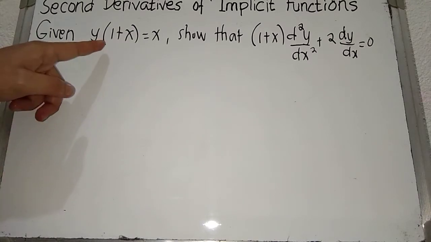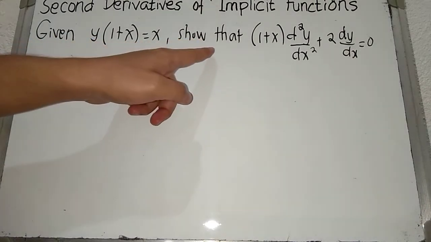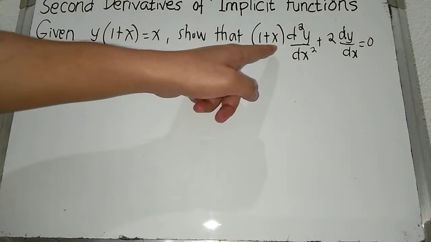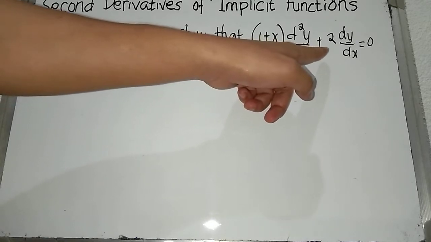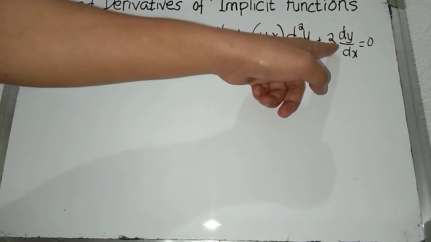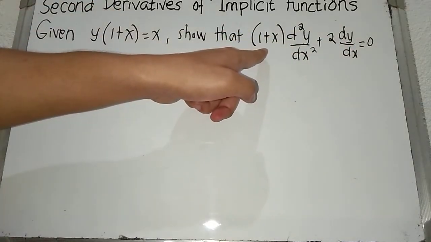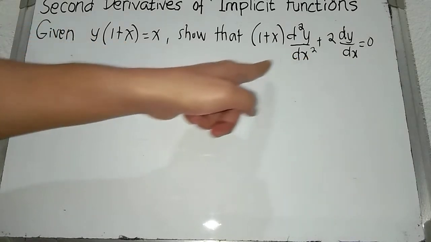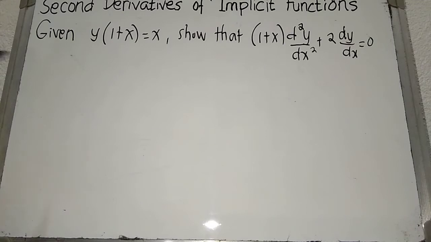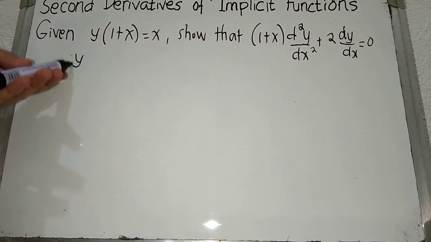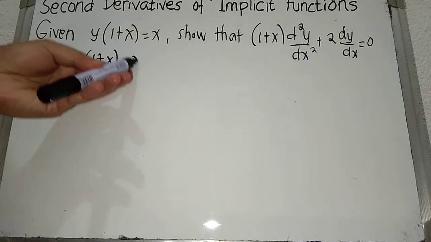Now we have here a function: y times 1 plus x equals x. Show that 1 plus x times the second derivative of y with respect to x plus 2 times the derivative of y with respect to x is equal to 0. So we are going to show this formula upon manipulating this function. So we have here y times 1 plus x is equal to x.